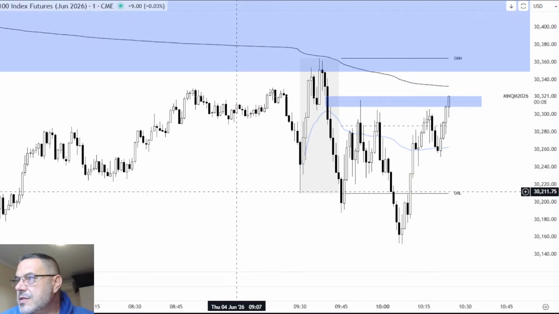Yeah, it'd be interesting to see what price is going to do here. Even if it inverts that gap now, I wouldn't go and long it, because remember, we've got a much bigger gap above it. We're at the VWAP. It could inverse back down.